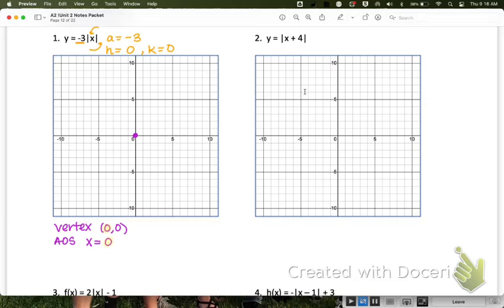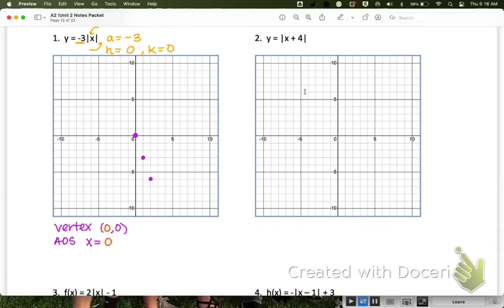Now, 2 things that I should know. 1, I should know this is going to be upside down because the negative tells me this is a reflection over the x-axis. 2, I should know that this should be a skinnier absolute value because that 3 says I have a vertical stretch. So a is the slope of the right-hand side. So that's -3. That tells me I'm going to go down 3 over 1, down 3 over 1.